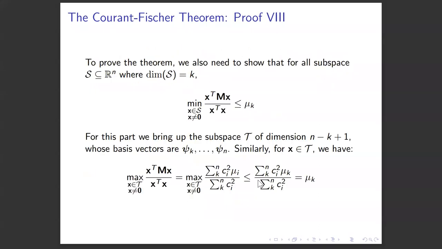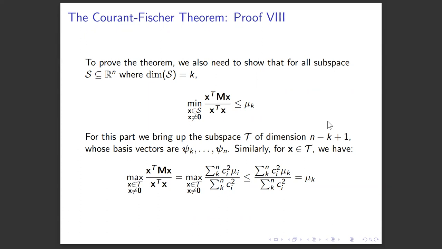Okay, how do we prove that? We come from another subspace. So here we have the subspace of K, and then we have the subspace of n minus K plus one. Those two subspaces must have an overlap between each other, because the whole space is n dimensional, and n minus k plus one plus k will be n plus one. So it definitely has some overlap.